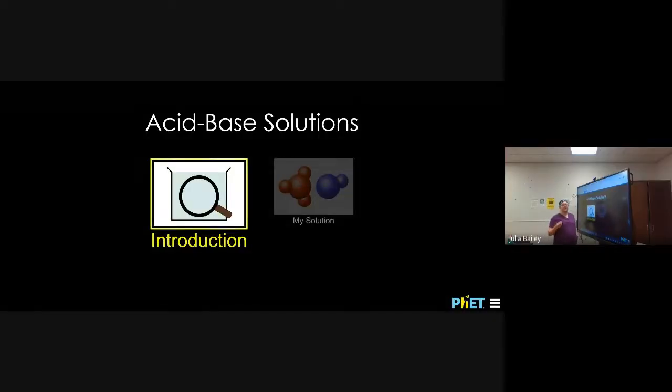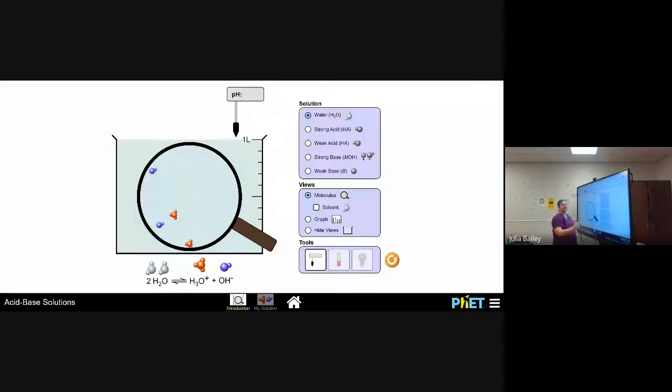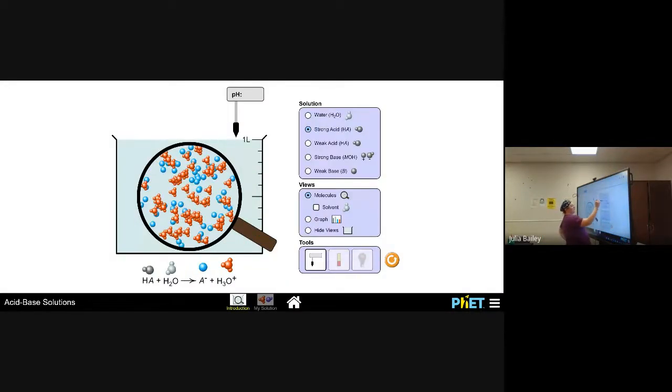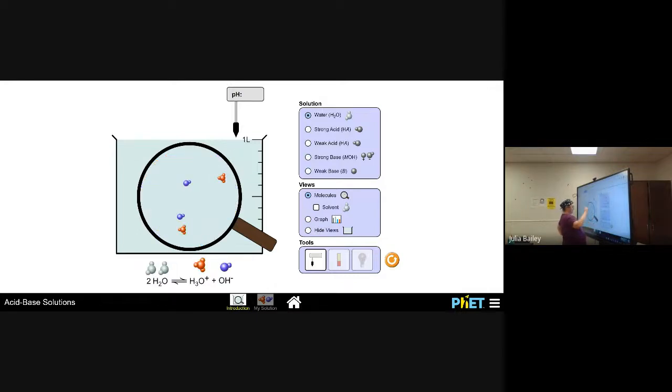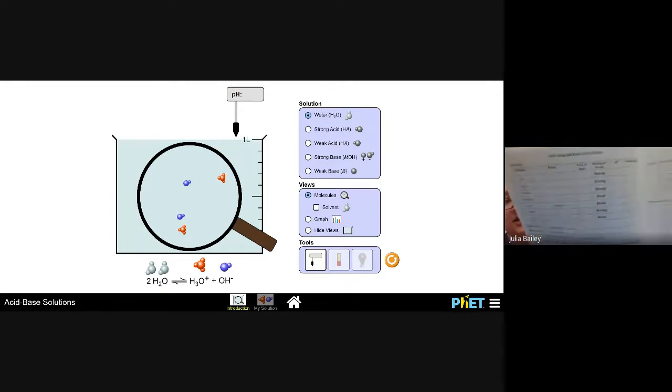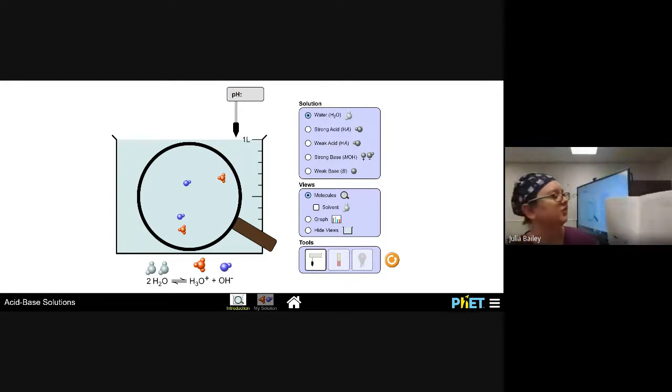So what you're going to do is when you open the link, you're going to click on Introduction. And then you can select strong or weak, acid or base, as well as being like versus water. From there, you can fill in this little chart as far as the pH information goes.